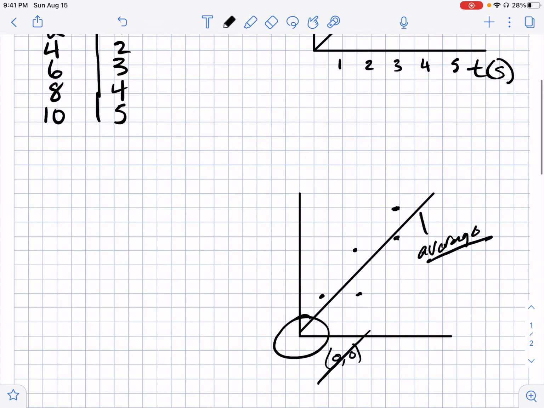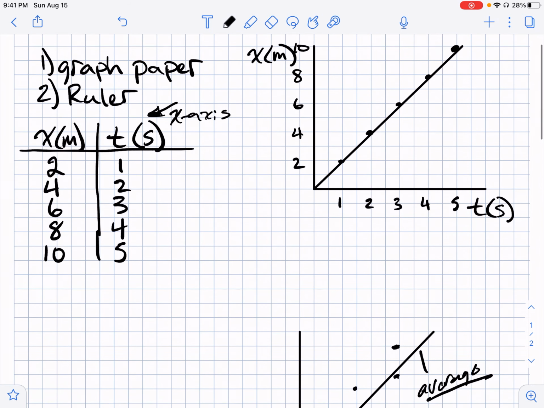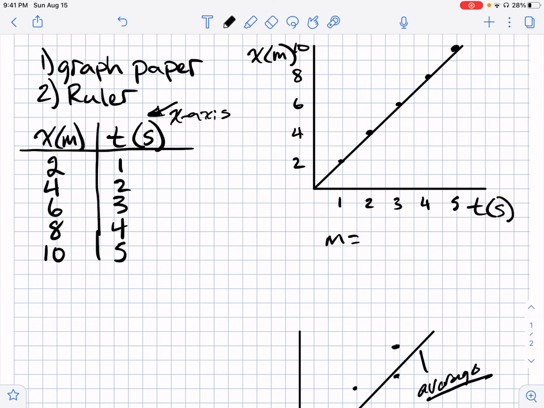Now, the next step after you've made your best fit line is we're going to find the slope of that line. To find the slope, remember we find 2 points and plug them into our formula for slope. If you remember from math, it's the change in y over the change in x, which is equal to y2 minus y1 all over x2 minus x1. This little delta here just means change, so it's the change in y over the change in x.